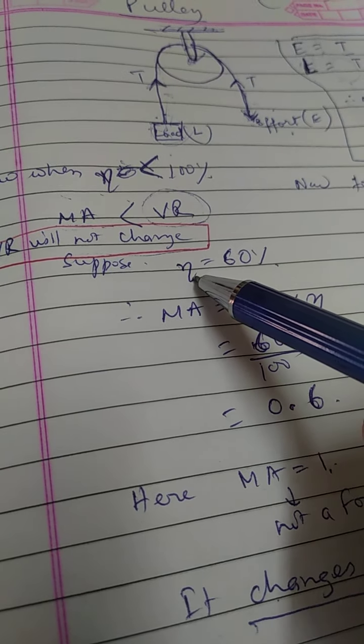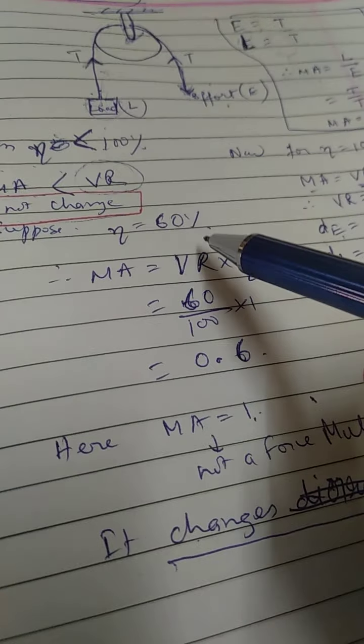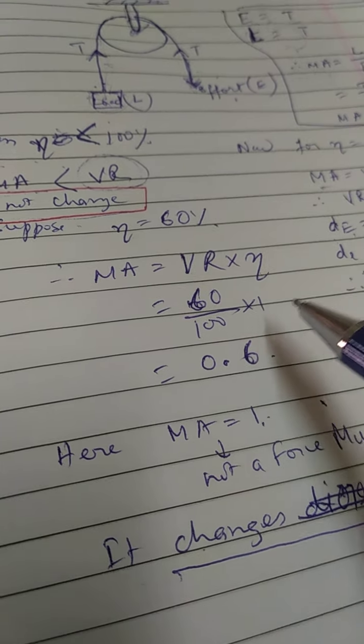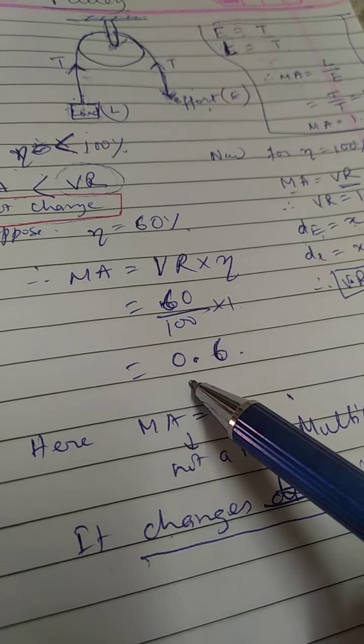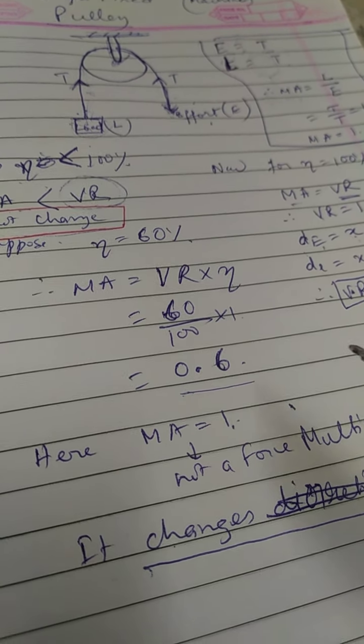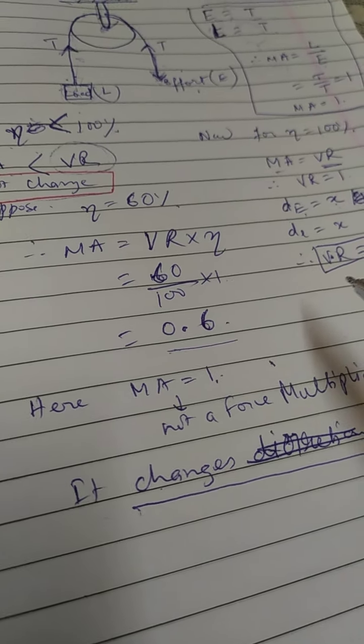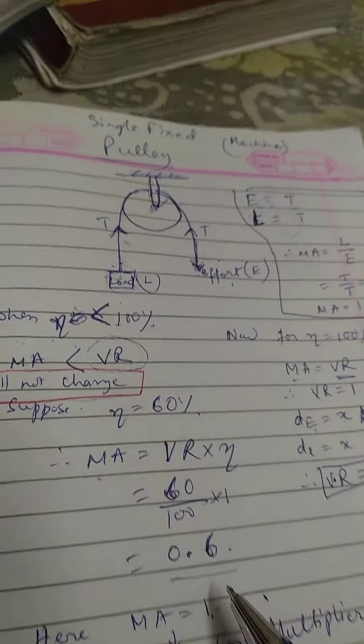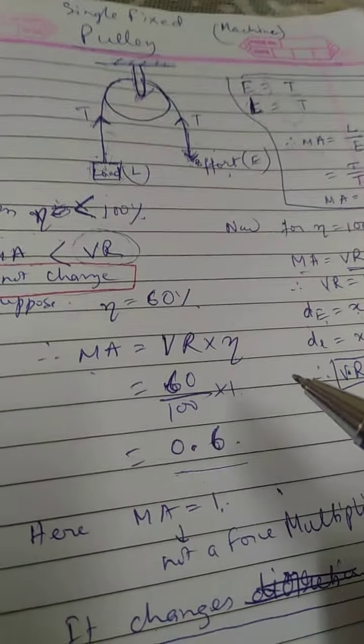So let's take an example. If the efficiency is 60%, your mechanical advantage will be velocity ratio into efficiency, and velocity ratio is 1. So what is our mechanical advantage we are getting? It is 0.6. So our mechanical advantage will decrease because of the different factors which I have spoken.